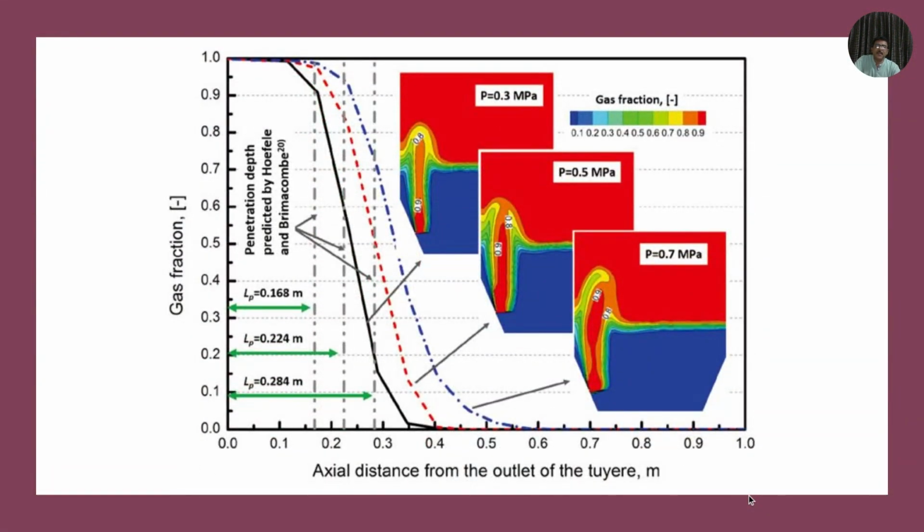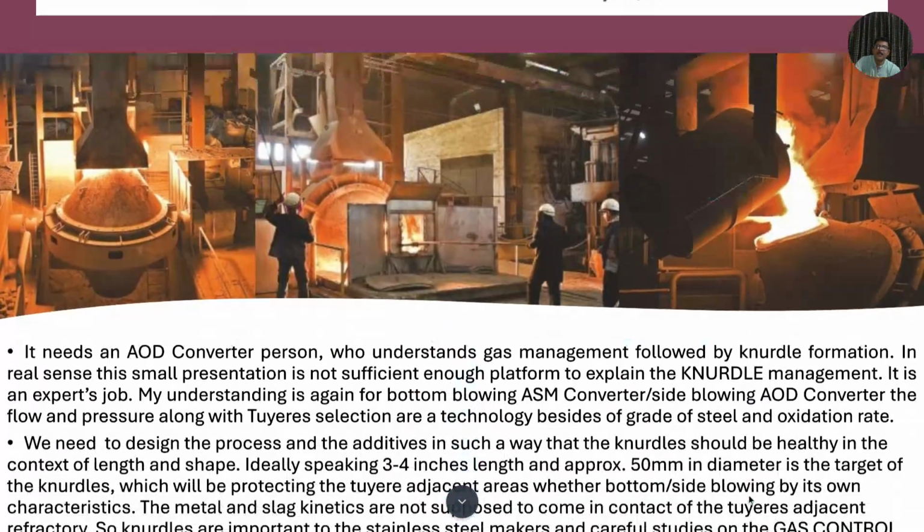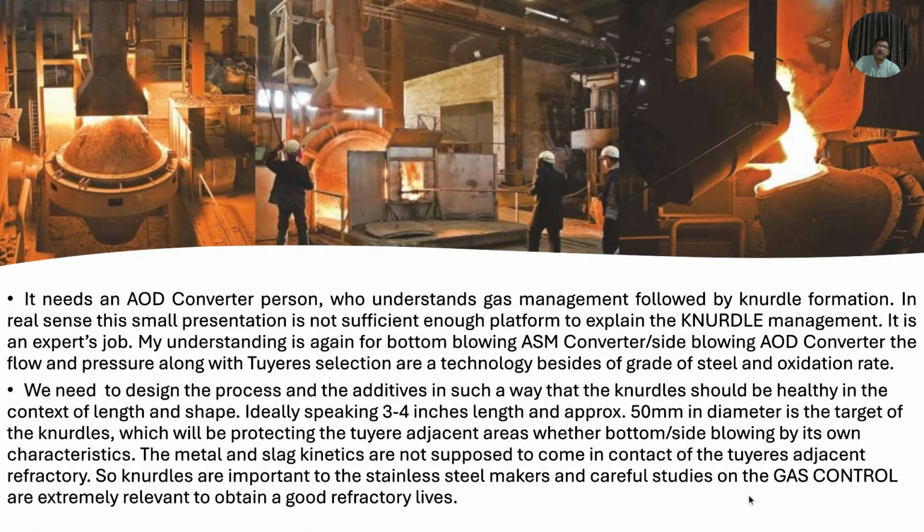Here, this is a schematic diagram for the axial distance from the outlet of the tuyere, and you can see the different tuyere behavior as per the flow rate and the pressure as gas fractions. It needs an AOD converter person who understands gas management followed by nozzle formation. In real sense, a small presentation is not a sufficient platform to explain the nozzle management. It is an expert's job.